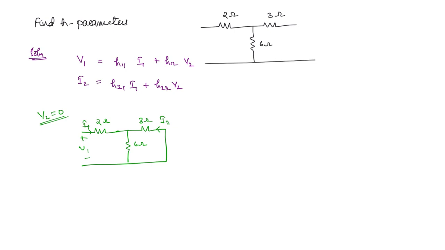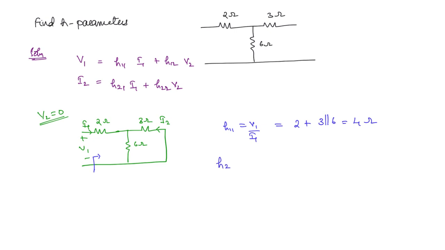So what will be the first parameter? H11 is equal to V1 by I1. So basically you just have to find out the impedance looking through these terminals, Thevenin's impedance. So what will this be? 2 ohms plus 3 ohms parallel to 6 ohms. So this you are going to get 4 ohms.